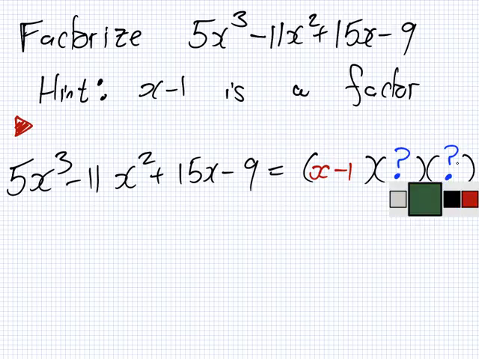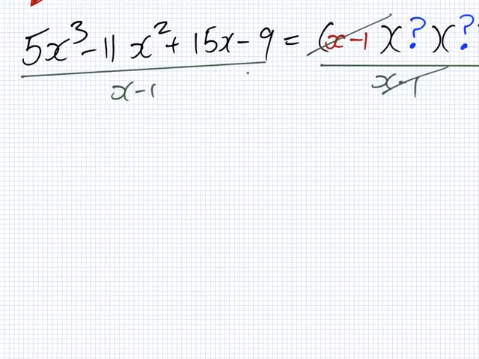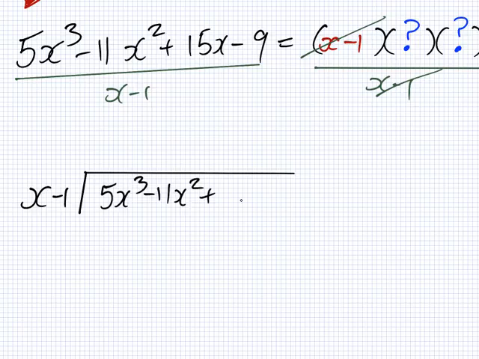So the trick is, you divide both sides here by x minus 1. You see that? So these cancel, and that means the factors I get will be the answer here when I long divide. So now we just have to long divide. So we have x minus 1 divided into 5x cubed minus 11x squared plus 15x minus 9. The answer up here will equal the 2 factors.